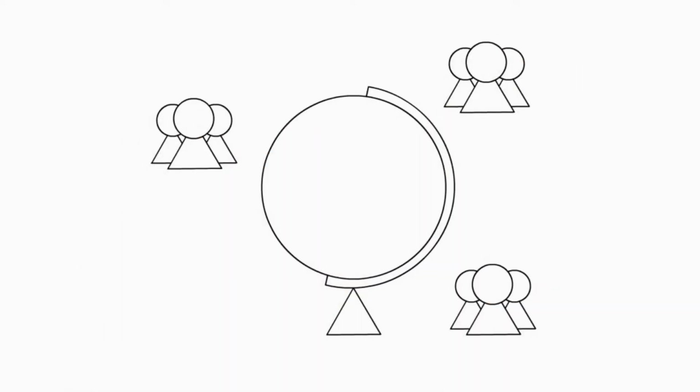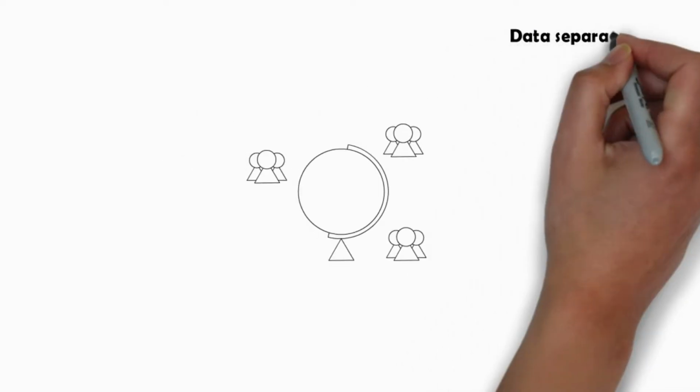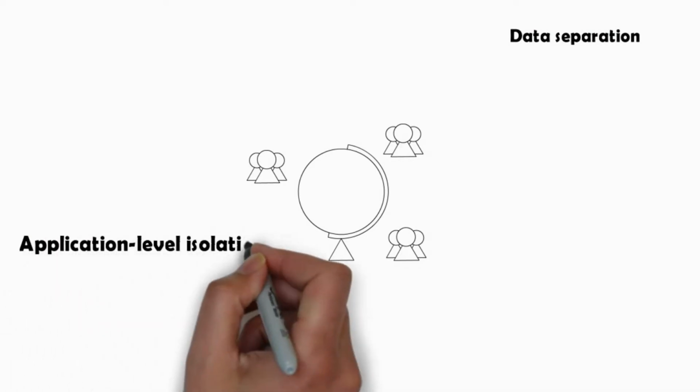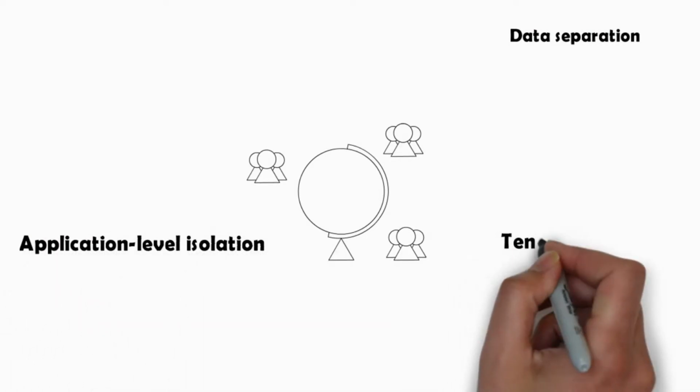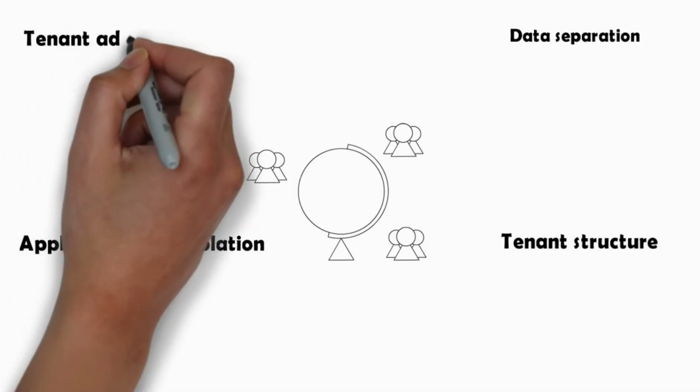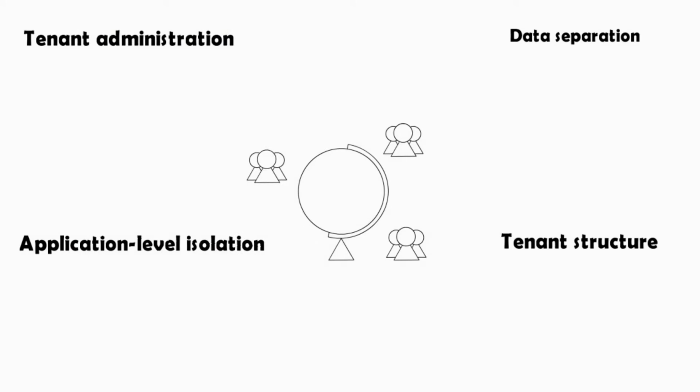In this video, we touch upon aspects related to enabling a software product for being offered as multi-tenant software as a service. In contrast to classic customer-hosted products, software as a service offerings face challenges in these areas: data separation, application level isolation, tenant structure, and tenant administration.